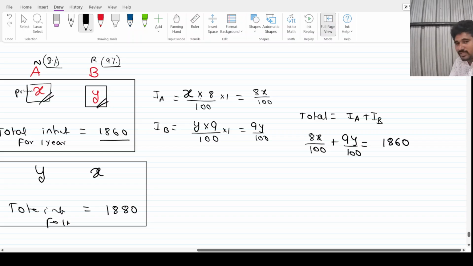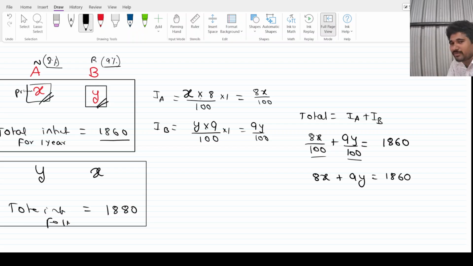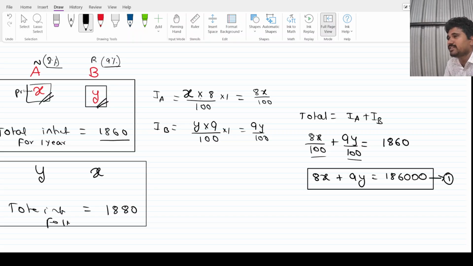1860. There is 100 in the denominator. What is my methodology? You will multiply 100 to everybody. That is my methodology. I will not do any LCM. Multiply 100 to everybody, and now 8x, 9y, and 1860 is already there. Multiplying by 100 gives two more zeros. This is your equation number 1. I hope everybody is clear with this, right? Yes or no?